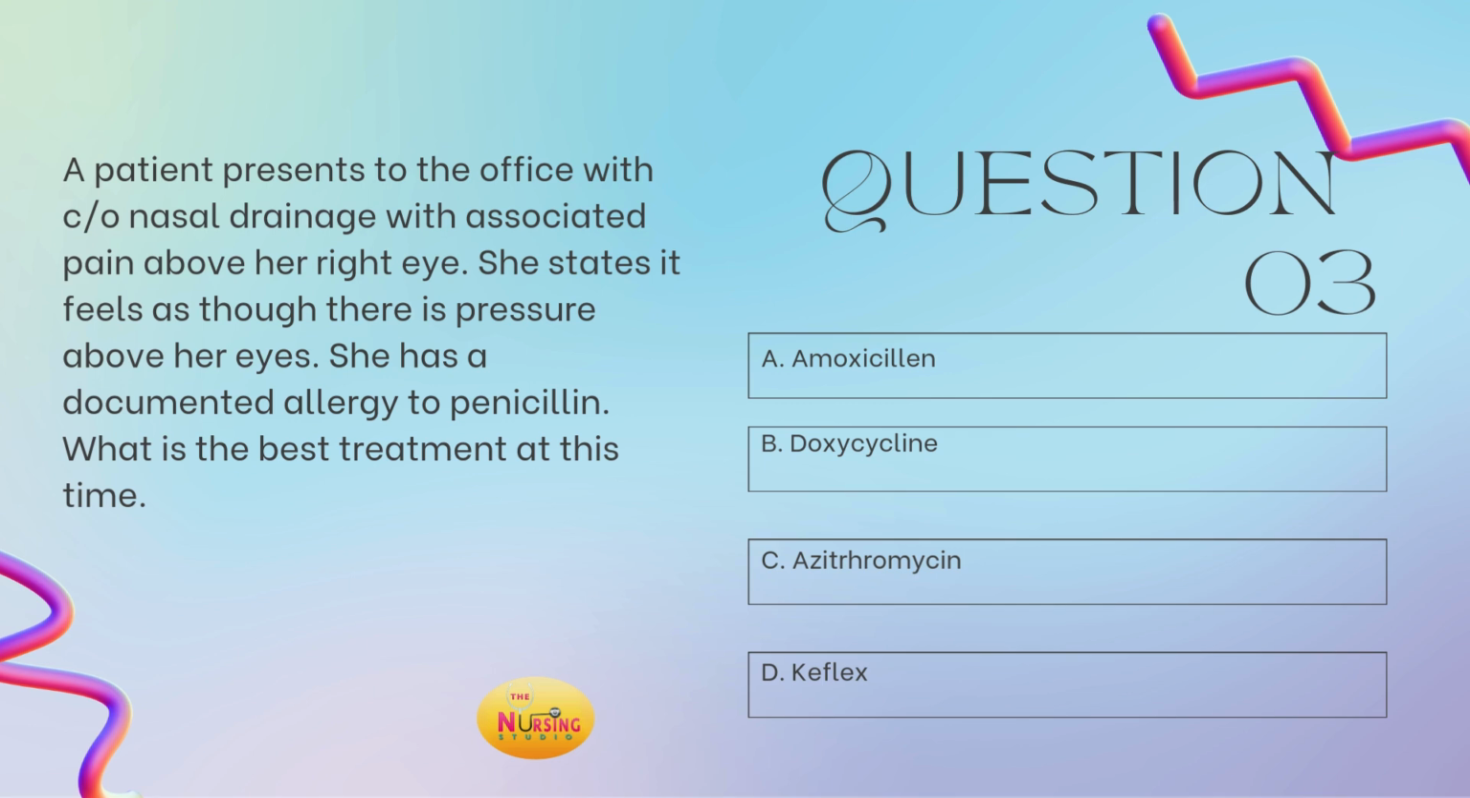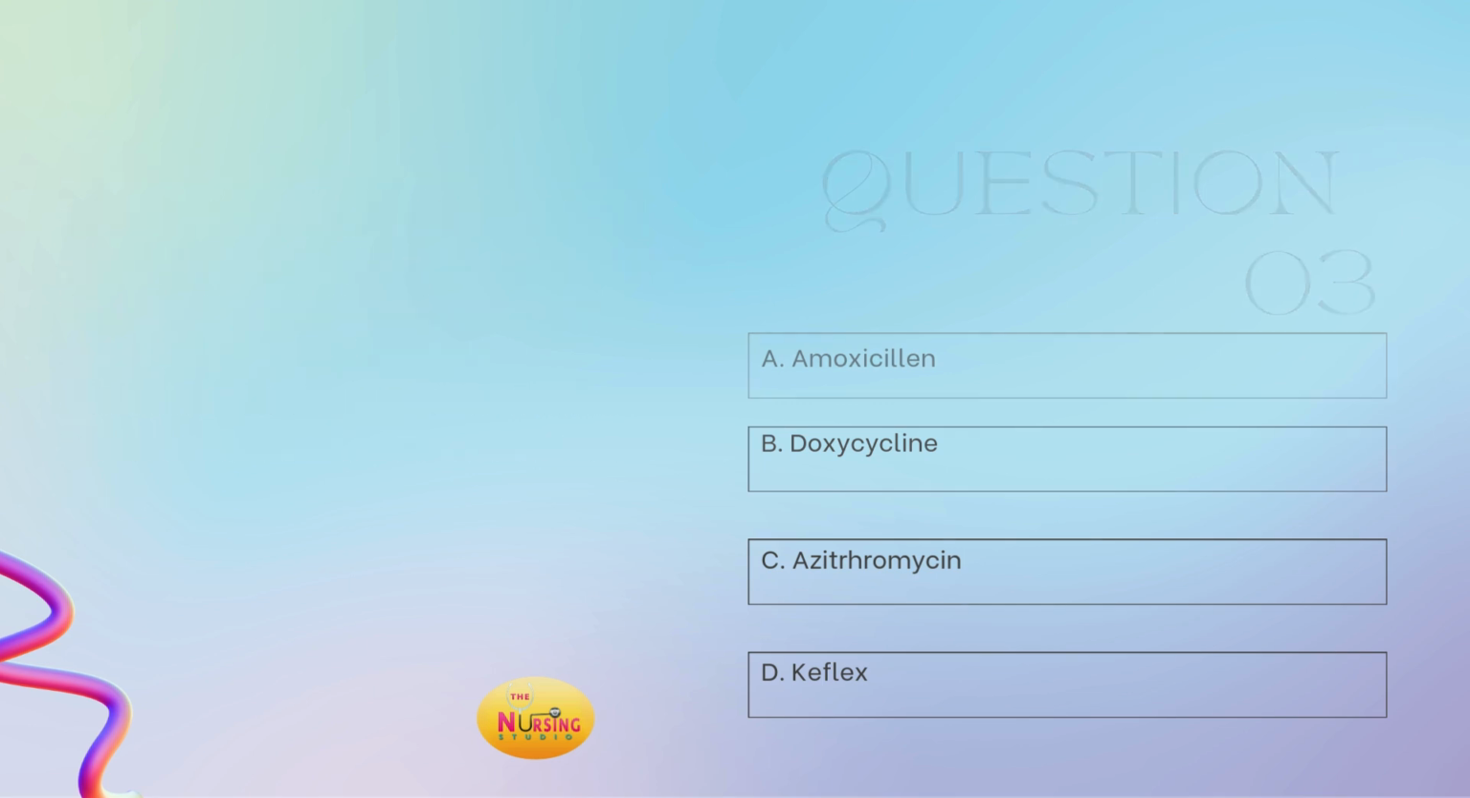Remembering that Augmentin has a penicillin component, right? Because it is amoxicillin and clavulanic acid. That makes up Augmentin, right? So we can't go with that first line. We can't go with amoxicillin because there is a penicillin allergy. But the guidelines for sinusitis are first line Augmentin, and if penicillin allergic, then we go with doxycycline. Okay, so the best answer is B, doxycycline.